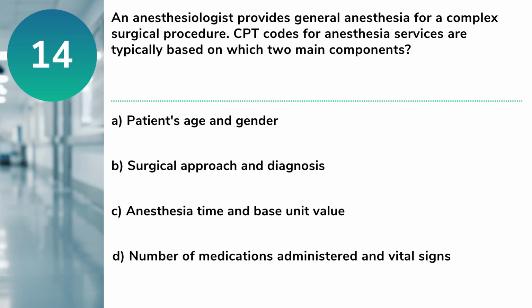Question 14. An anesthesiologist provides general anesthesia for a complex surgical procedure. CPT codes for anesthesia services are typically based on which two main components? A. Patient's age and gender. B. Surgical approach and diagnosis. C. Anesthesia time and base unit value. D. Number of medications administered and vital signs.